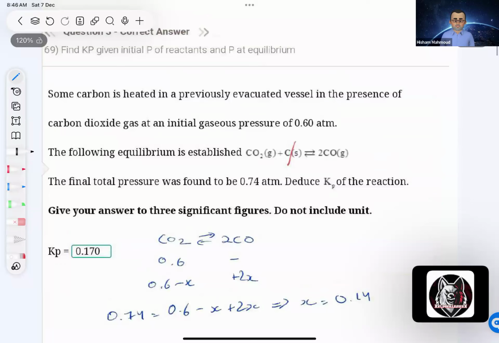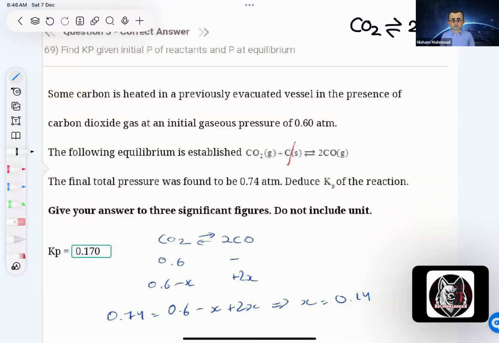Right. Some carbon is heated in a previously evacuated vessel in the presence of carbon dioxide. The following equilibrium is established. Final total pressure was found to be 0.74. Deduce the KP. We answered a question last time in which there is the total pressure. So let's write the equation. The CO2 forms 2CO. Where is the solid carbon? It is ignored.